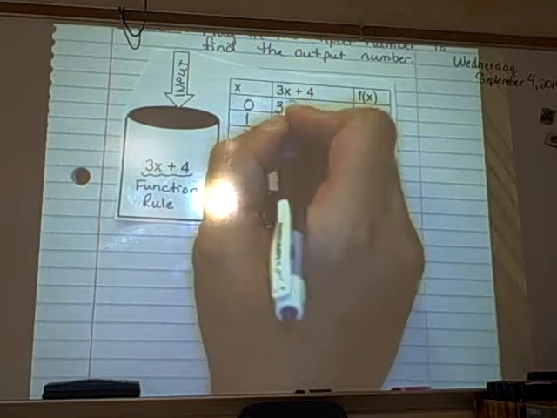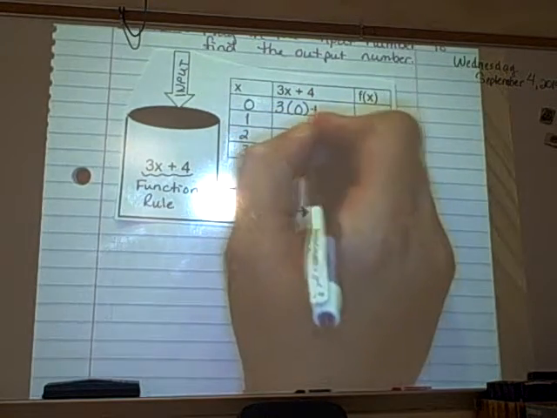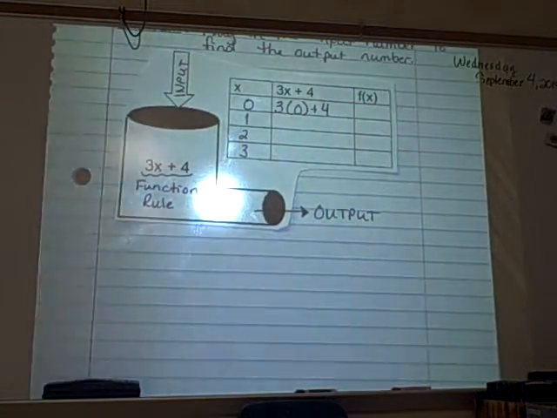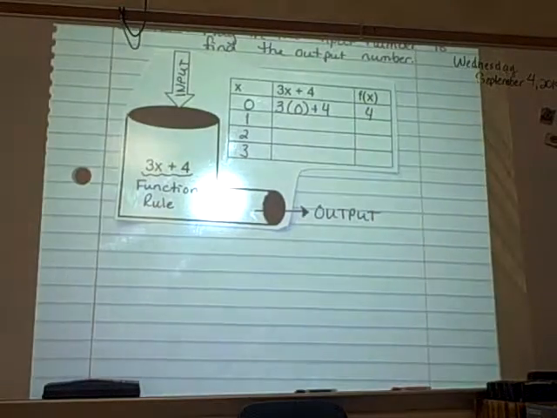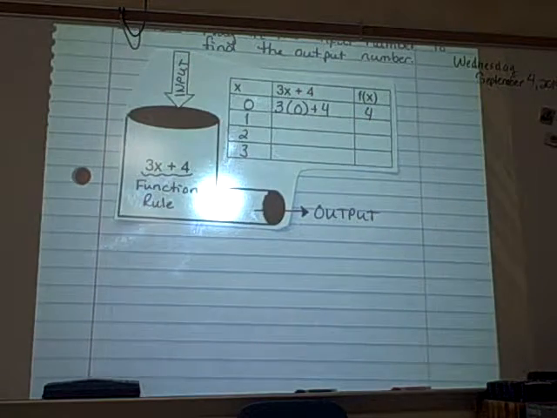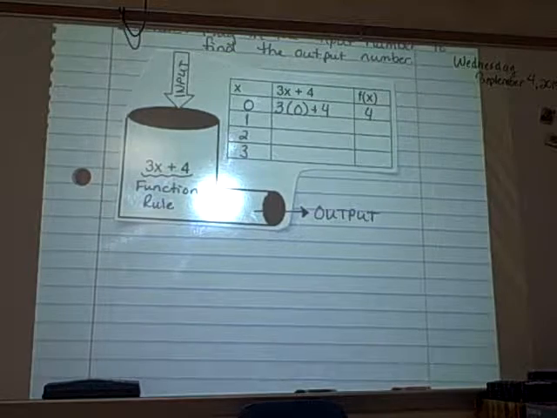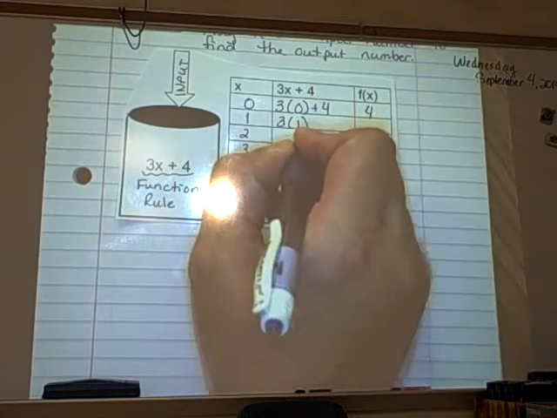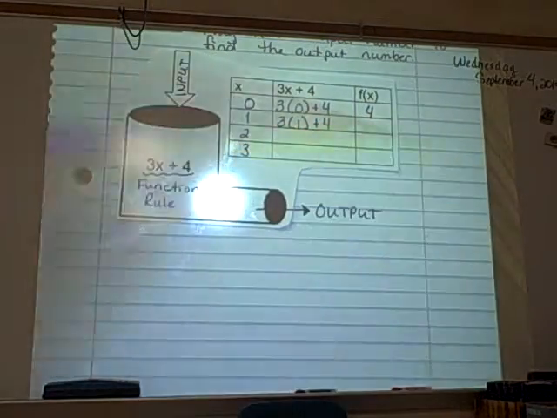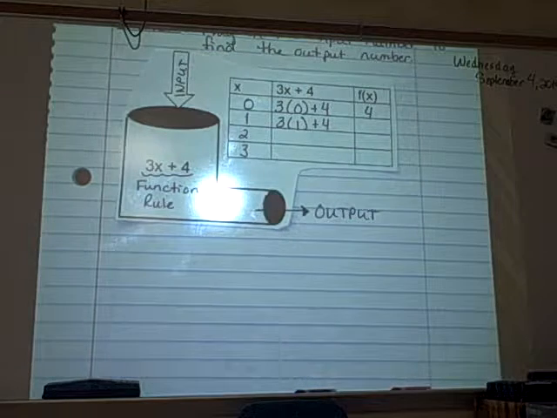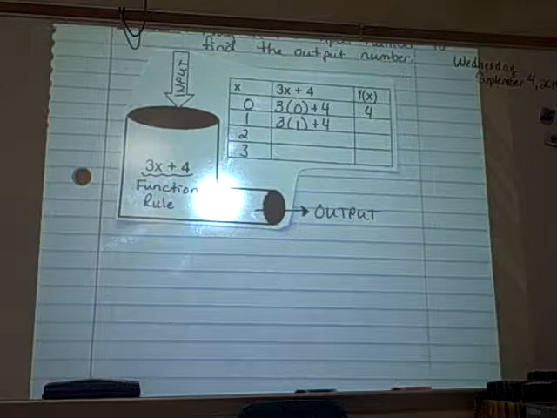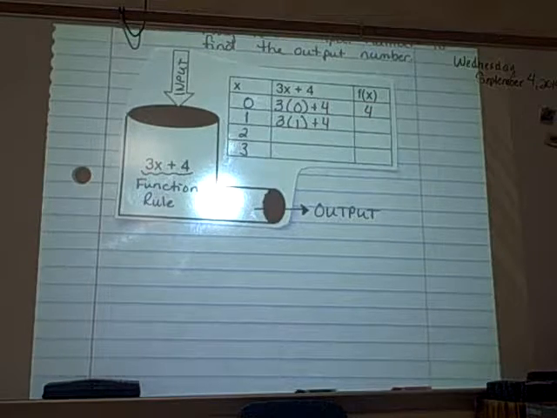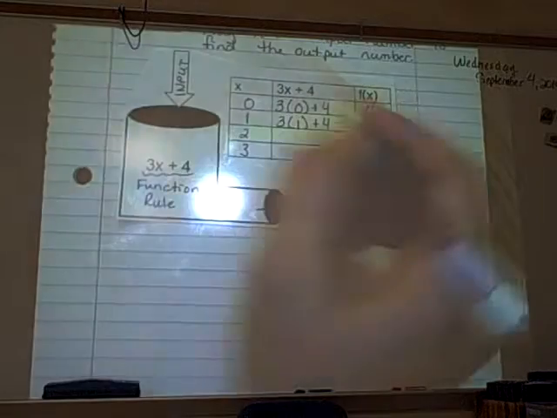So the first one's going to be 3 times 0 plus 4. What's 3 times 0? 0. 0 plus 4 is 4. So 4 goes right here. All right, so the next one, we're going to plug in the 1. So it's 3 times 1 plus 4. 3 times 1 is 3. And then 3 plus 4 is 7.